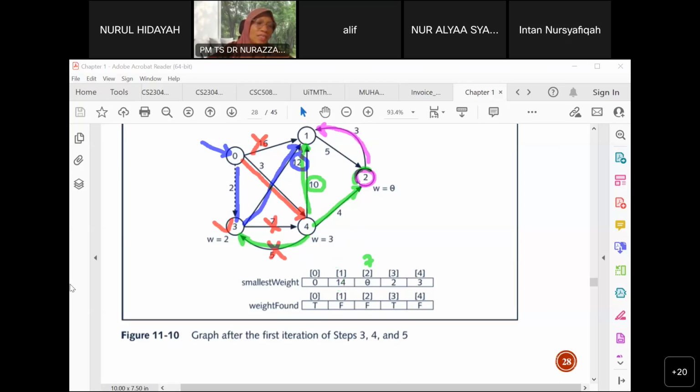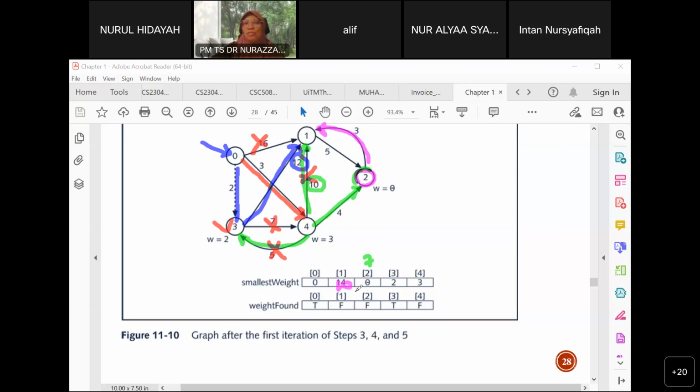Instead of 13 tadi, so saya pilih that path. Okay, that means 0, 4, 2, 1. Itu lebih kecil, 10. Jadi saya akan ambil laluan yang itulah. That means laluan itu yang lebih kecil. Jadi saya tak akan ambil laluan yang ini. Saya cancel lah. Yang laluan 10 ni saya tak ambil, sebab dia lebih besar. Jadi saya ambil 0, 4, 2, 1.